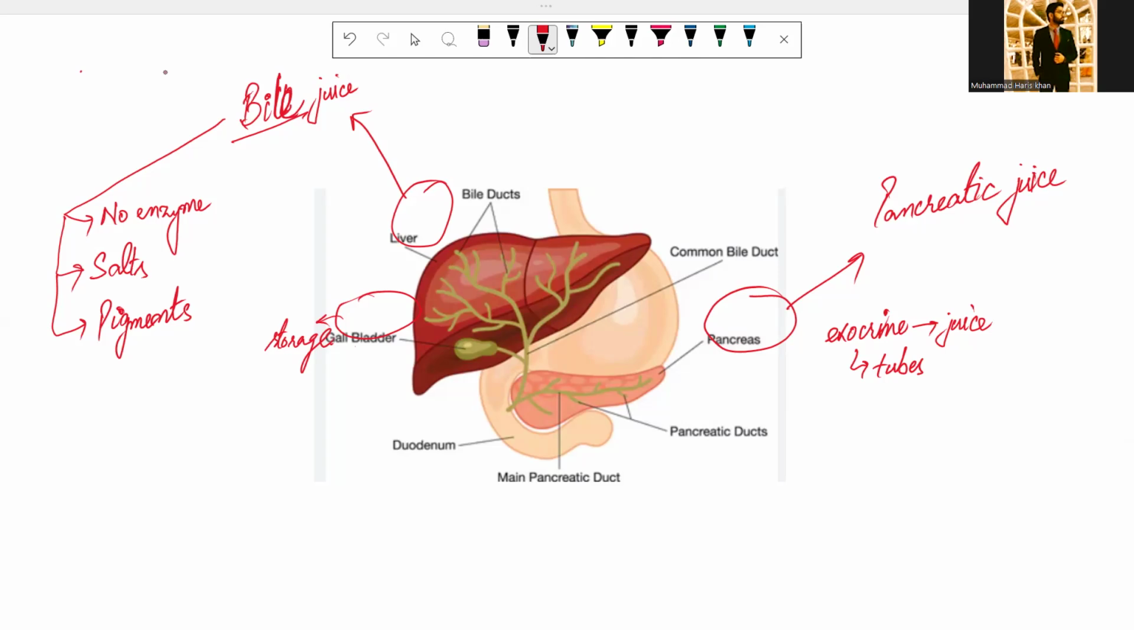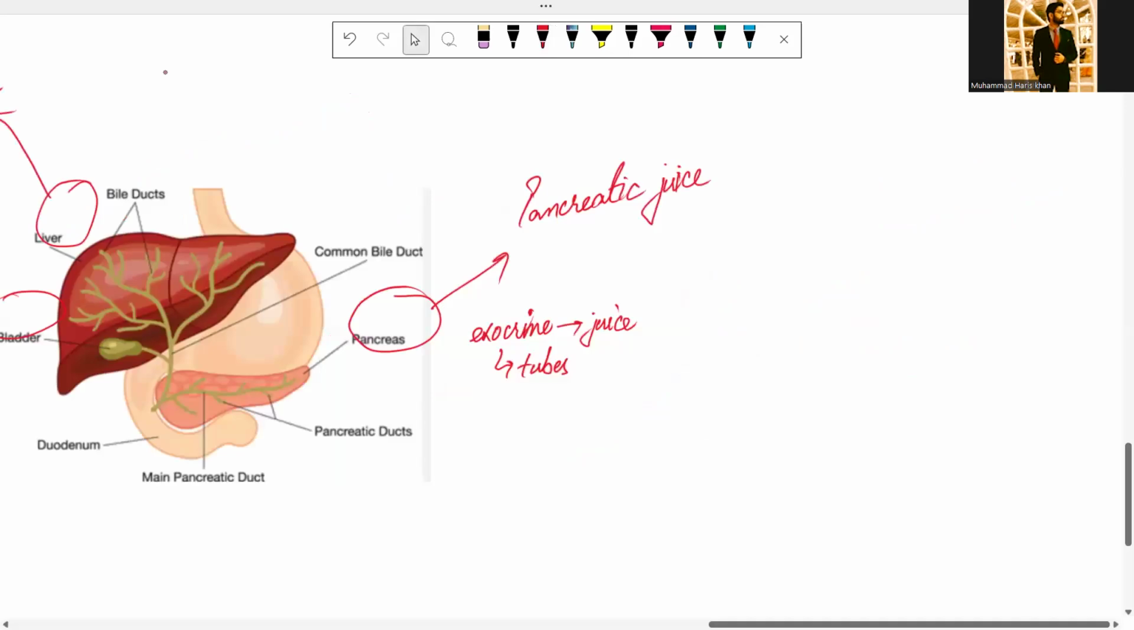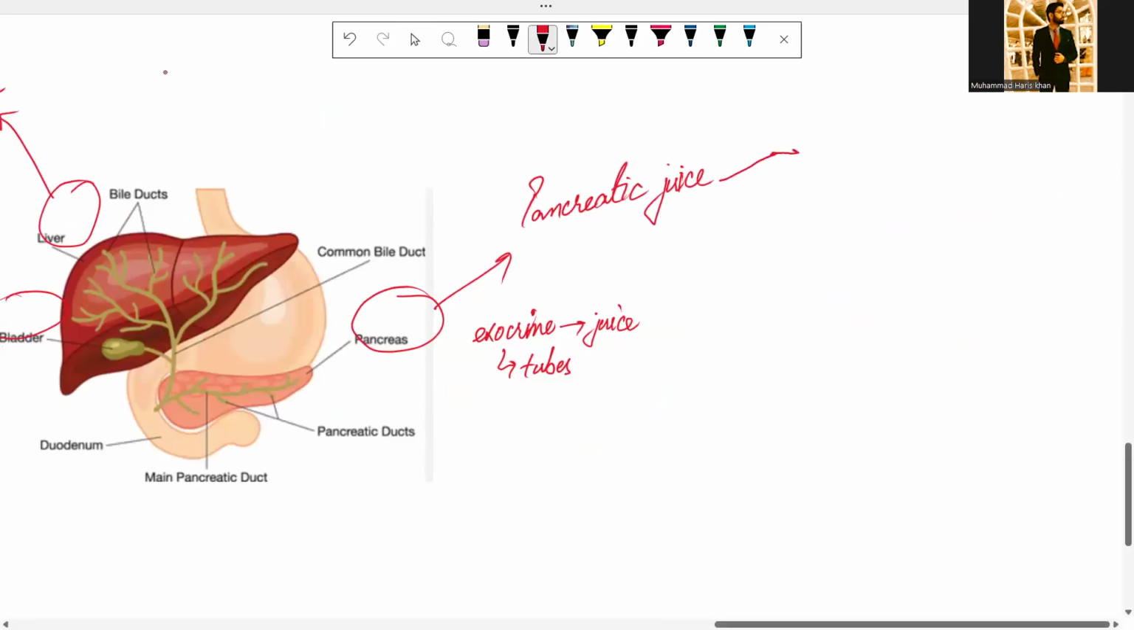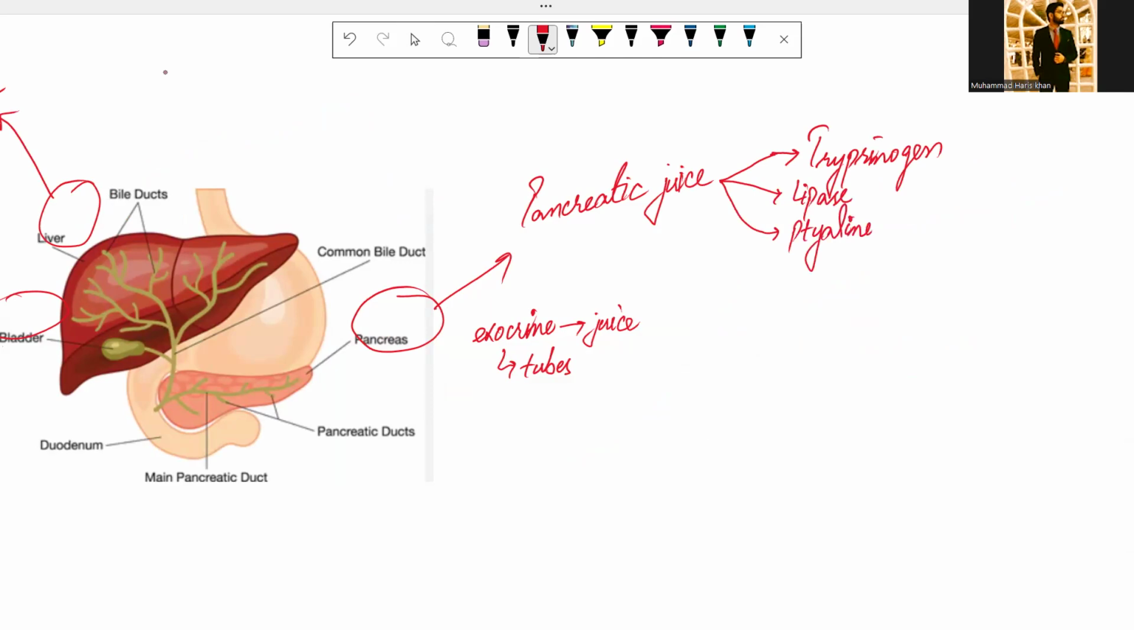Look at the composition of the pancreatic juice. Pancreatic juice contains three kinds of enzymes. Number one, trypsinogen. Number two, lipase, and number three, amylase. Amylase is the carbohydrate digesting enzyme, lipase is the lipid digesting enzyme, and trypsinogen is the inactive form of trypsin, that is protein digesting enzyme.